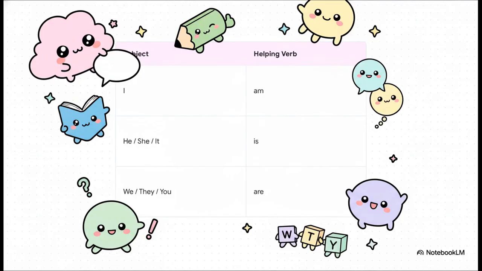So you might be wondering, how do I pick the right helping verb? Well, this little table makes it super easy. If your subject is I, you always use am. For he, she, or it, you're going to use is. And for we, they, or you, you'll use are. You can just think of this as your little cheat sheet.